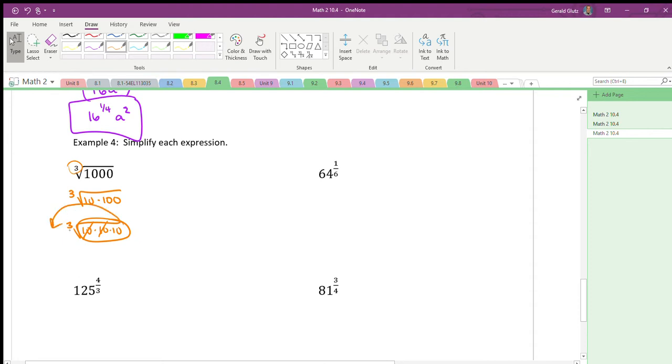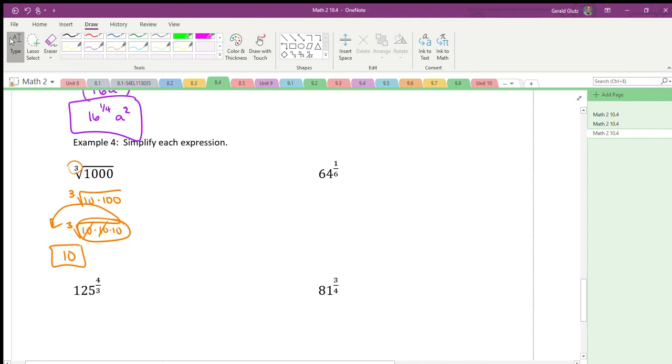So remember, when we are looking for 3 of the same thing, or 4 of the same thing, or however many of the same thing, only 1 will come out. The rest will go away. There's nothing left inside of the radical, so I don't draw the radical sign anymore. My answer is whatever has come out, which is 10. So the answer is 10.